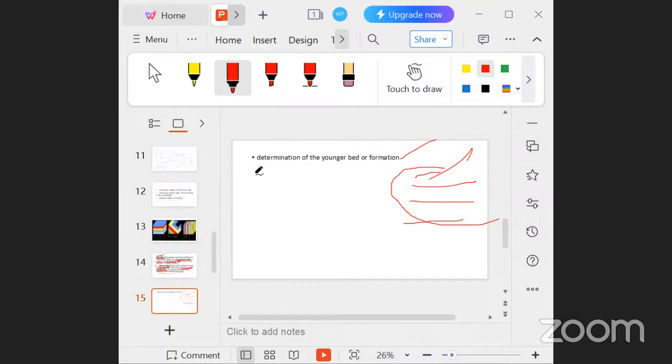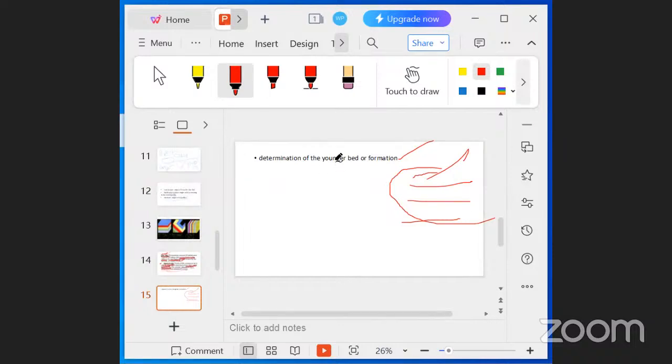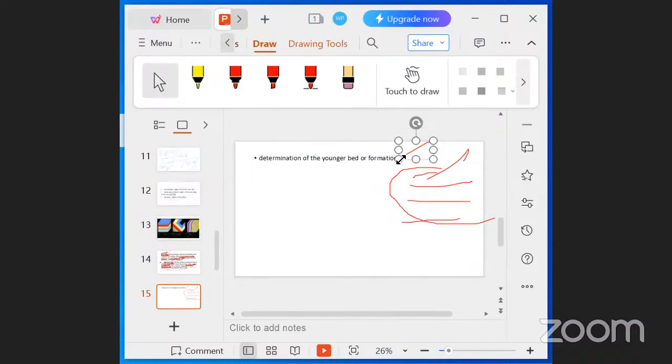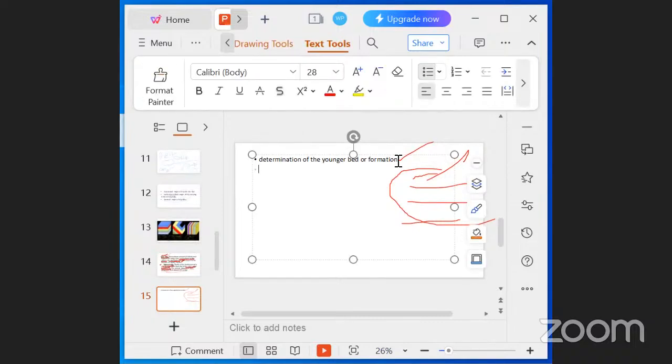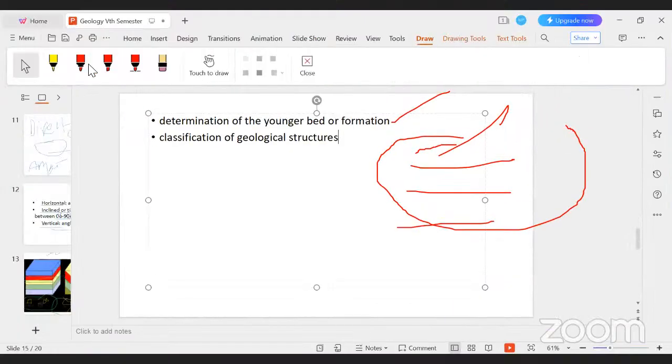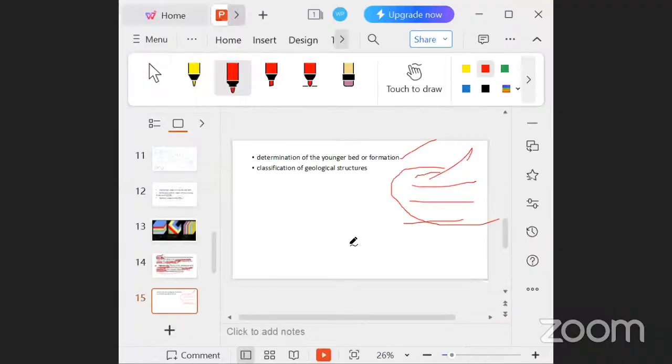So the next one is classification of geological structures. What does this mean? The dip and strike data provides useful information in the classification of rock or geological structures, right?